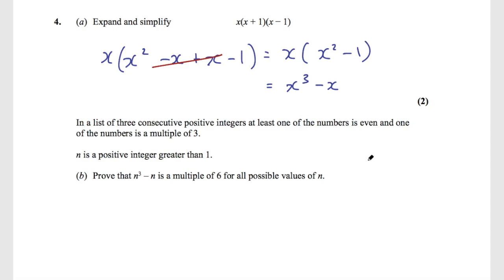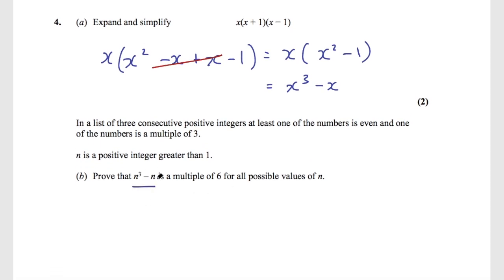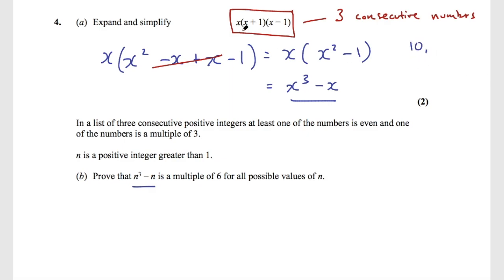If it's not immediately obvious, try to start connecting part A to part B. Why are these in the same question? Well, notice this n cubed minus n looks very similar to this x cubed minus x. And this came from x plus 1, x minus 1. This expression, if you look at it carefully, actually represents 3 consecutive numbers. Because let's say x is 10, x plus 1 would be 11, and x minus 1 would be 9. So this expression represents 3 consecutive numbers.